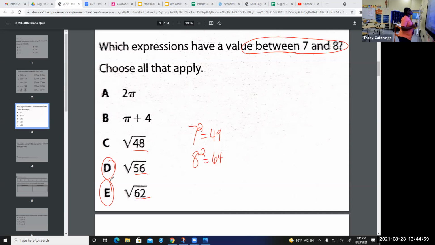And then up top, you could have estimated that pi out to be what it is. So about 2 times 3.14 would give us about 6.28, and that's less than 7. We could have tried B. It would be about 3.14 plus 4, which would give us 7.14, which would work as well. So you should have came up with B, D, and E.